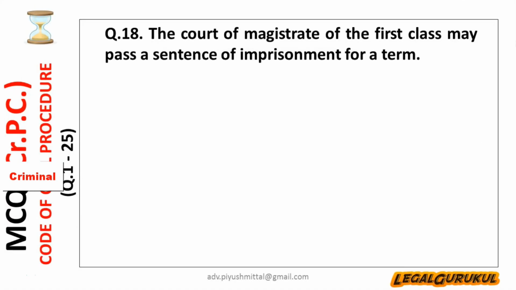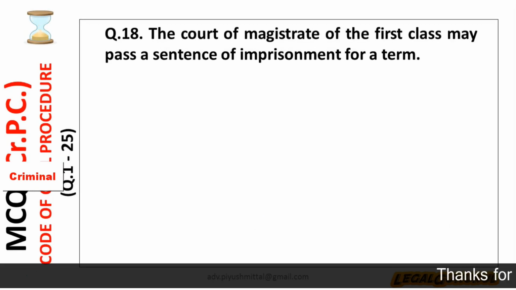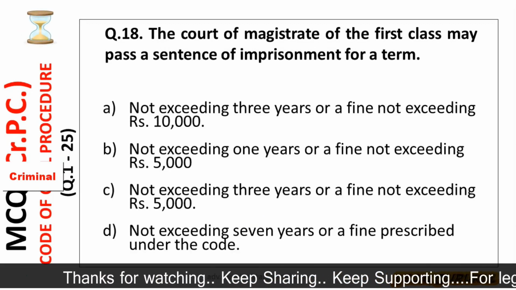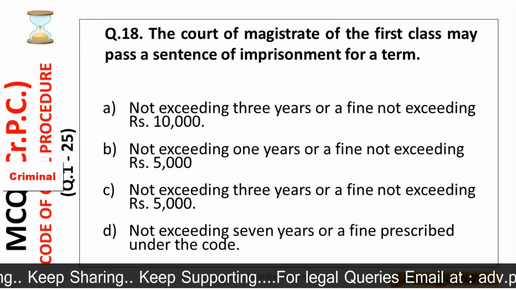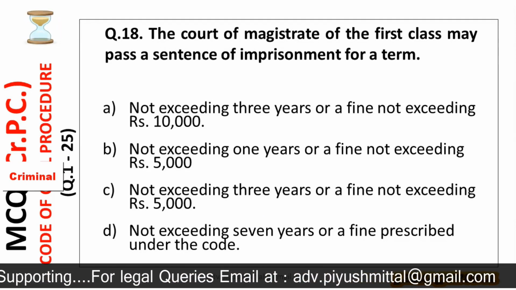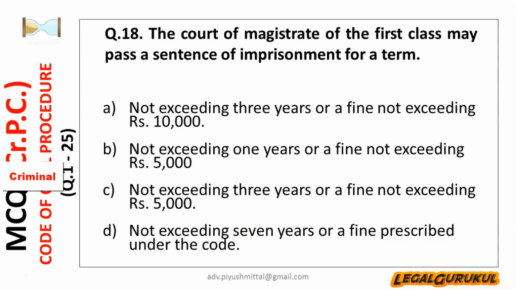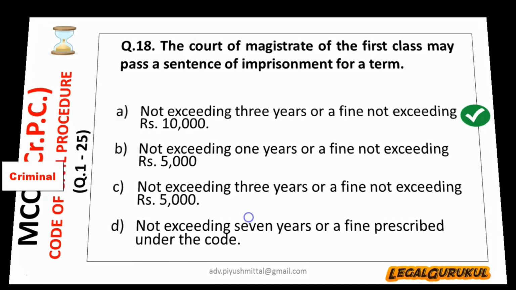Question number 18. The court of magistrate of the first class may pass a sentence of imprisonment for a term A. Not exceeding 3 years or a fine not exceeding 10,000. B. Not exceeding 1 year or a fine not exceeding 5,000. C. Not exceeding 3 years or a fine not exceeding 5,000. D. Not exceeding 7 years or a fine prescribed under the code. And the correct answer is A. Not exceeding 3 years or a fine not exceeding 10,000.